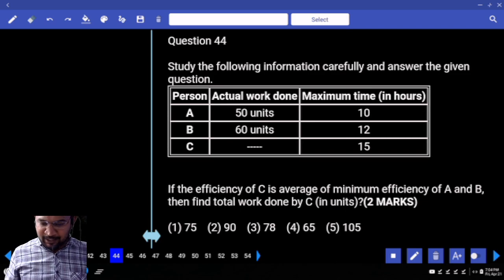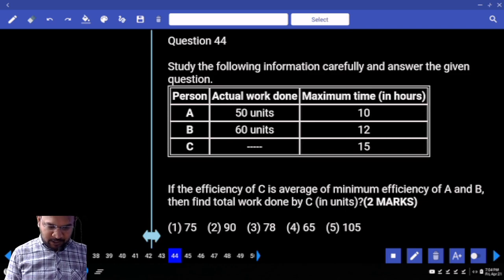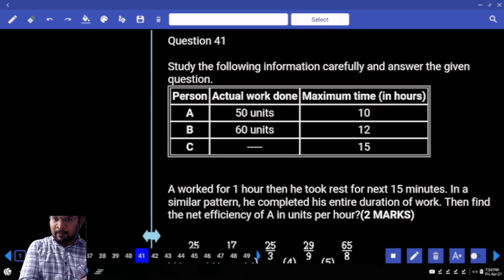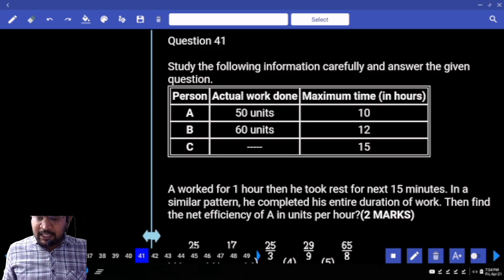So, mock test number 3. See the first question. Here they have given tabular data: the actual work done and the maximum time they have given. So here they have given the maximum time. See the first question here.